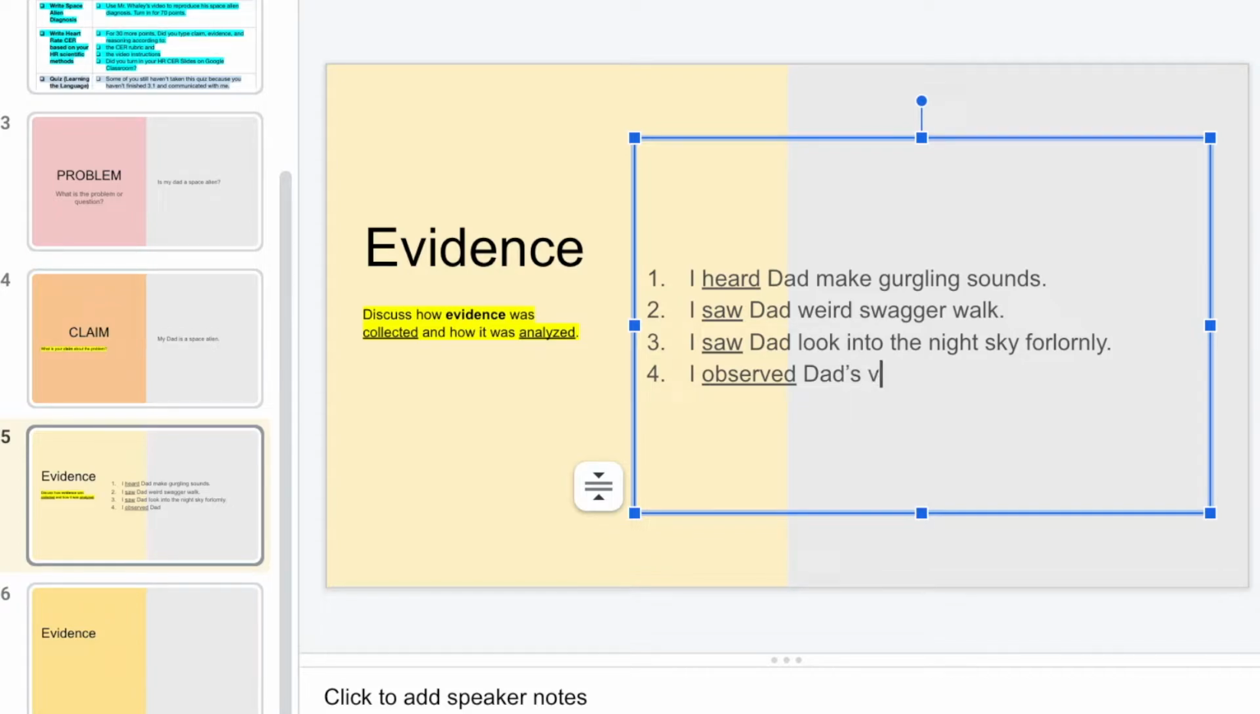And then I observed Dad's vehicle's advanced technology. And there's my 4. There were more observations. He drank green stuff, and probably we could say she saw the way he dressed, like with that weird helmet and stuff like that.